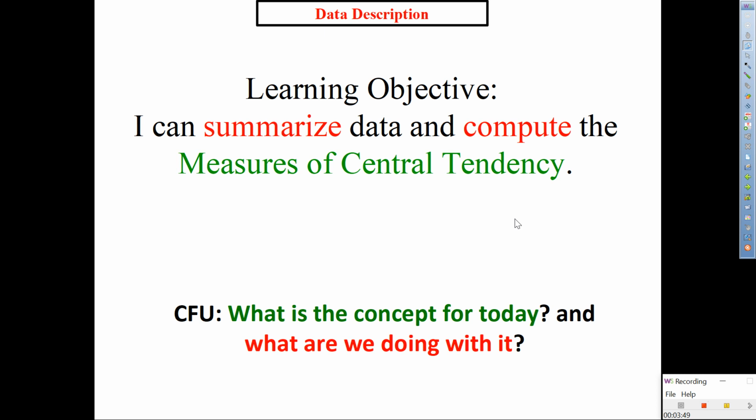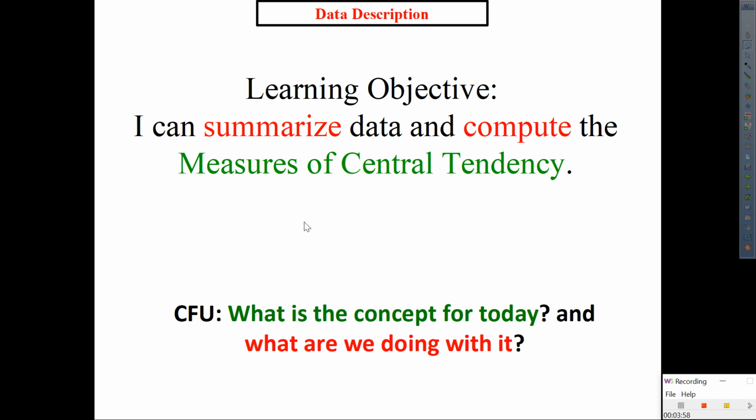I can summarize data and compute the measures of central tendency. Sorry, it's kind of weird because I was having a bar earlier, and I don't know if it's happened to you that sometimes you bite into the food and all of a sudden you bite either your lip or your tongue. Well, I did both. How about that? Anyways, pardon my slurring.